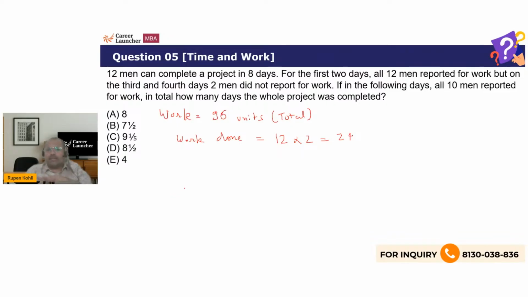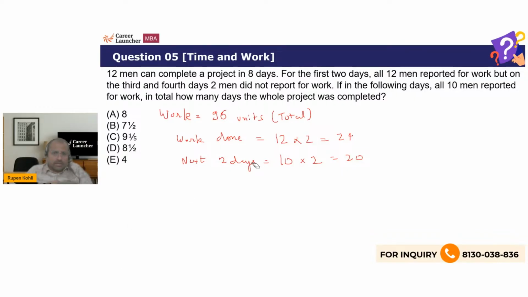So 10 men reported, right? So now the work done in the next 2 days, there are 10 men working, and therefore 10 into 2, 20 units is also done. In the following days, all 10 men reported for work. Okay. In how many days was the whole project completed? Okay, so I get the point now. On the third and fourth days, these two people didn't work, and then all 10 reported. I therefore can just say that from the third day onwards, 10 men are working.